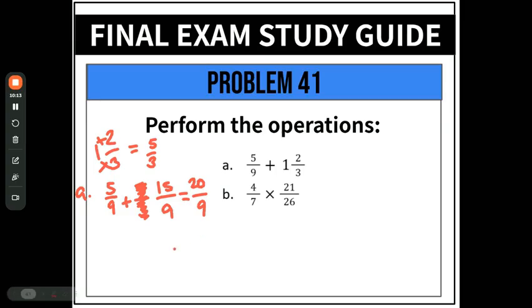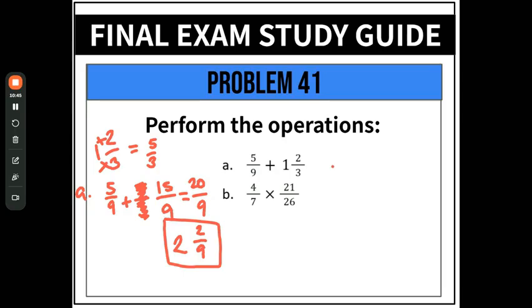Now, best practice is not to leave our answers in an improper fraction. We would like them to be in a mixed number, unless the question asks otherwise. So how many groups of 9 can I make out of 20? Well, I can make 2 for sure, and I would have 2 single units left.